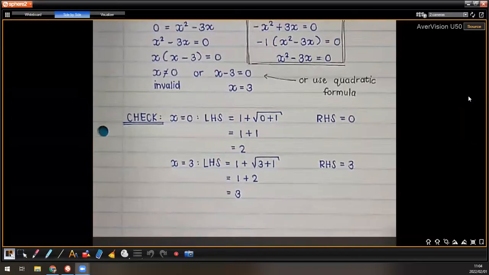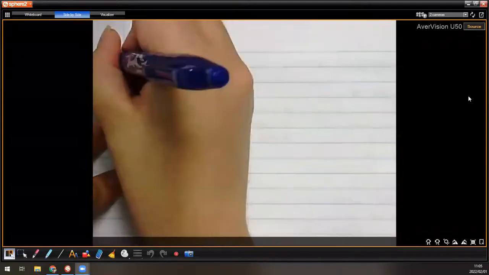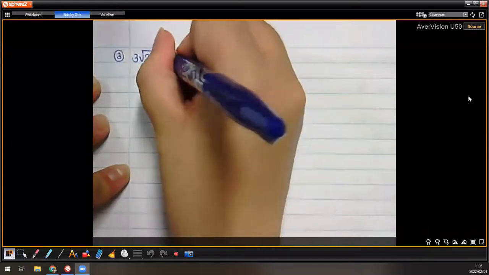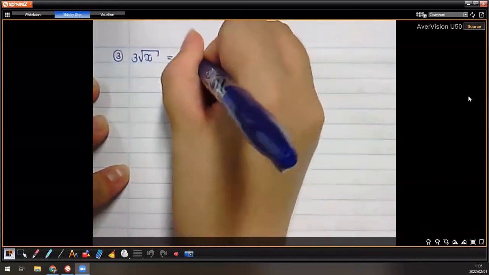All right, the next example that we're going to do, number 3. It is slightly different, and I just want you guys to see what you would do in this case. So we have 3 root x equal to 2 root 3.